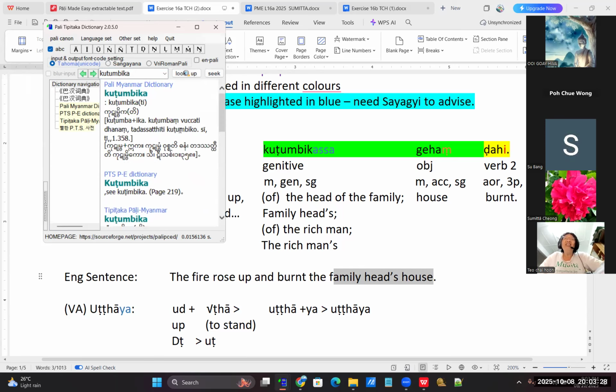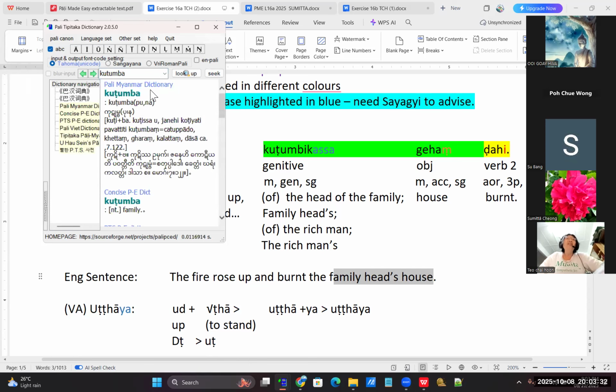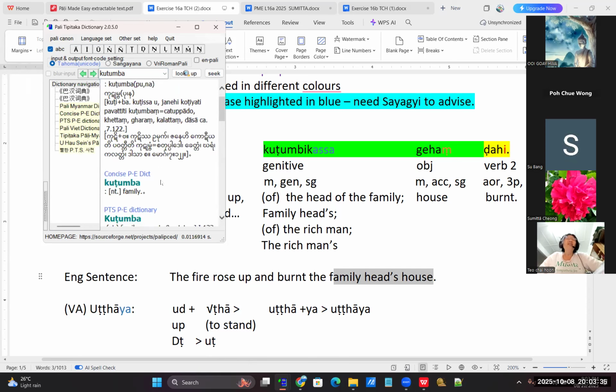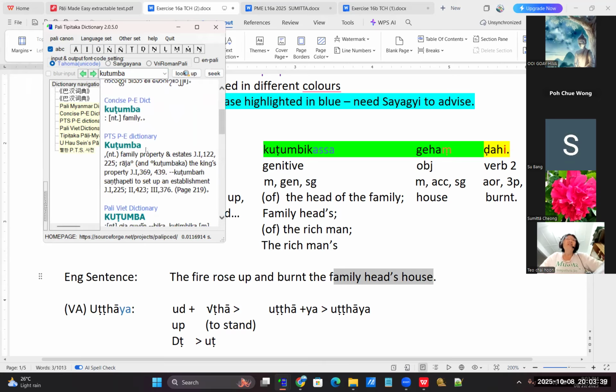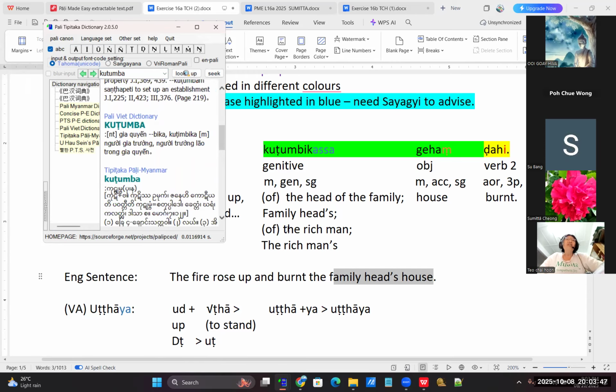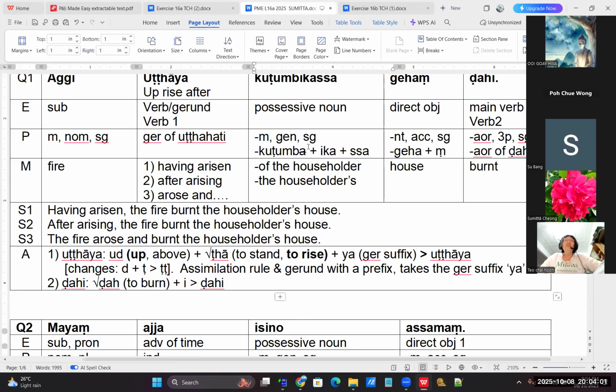I don't know now. I checked the dictionary, it doesn't have this word, doesn't have rich man. Kutumba: check the meaning, kutumba means family. So ika means one with family. Here the meaning of kutumba is family property, estates. Estate means of course a rich person, right? But here, since we look at it, the fire arose and then the family. If you want to make it a rich person's family, that also can.